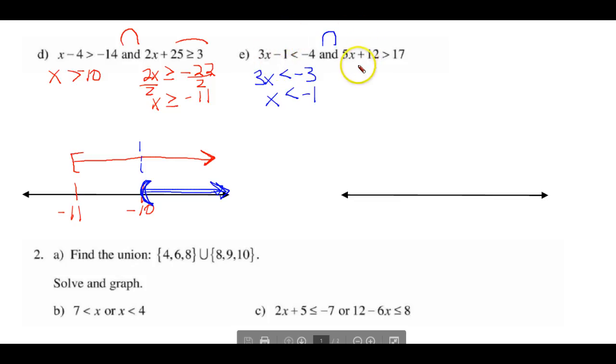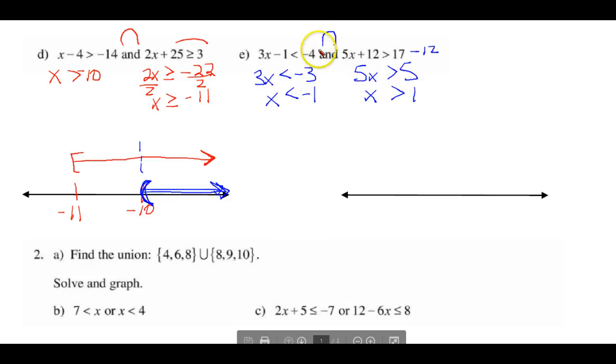Now let's do this. 5x is greater than. Now over here, when we transpose, the positive 12 becomes a negative 12. So this is going to be a 5 here. Transposing from this side makes it a negative 12 on that side. Adding these together, I get this. Now I divide both sides by 5, and I get x is greater than 1.